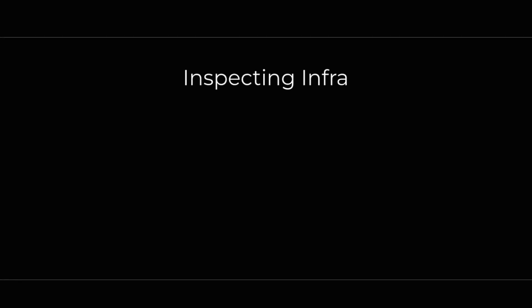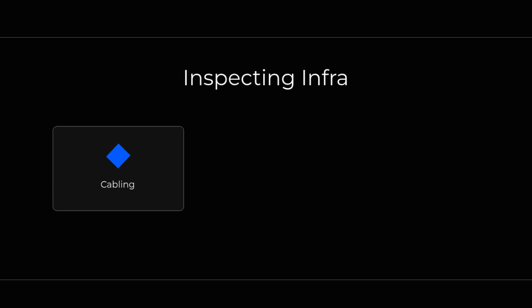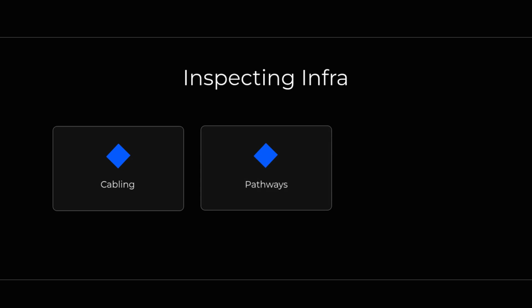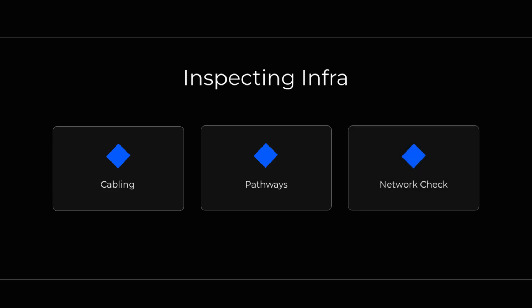Inspecting physical infrastructure involves checking cabling and pathways. Ensure cables are installed per design specifications like Cat5e or fiber. Terminations and connectors should be neat and correctly labeled. Check for any physical damage or exposed wires. This step is vital for network reliability.